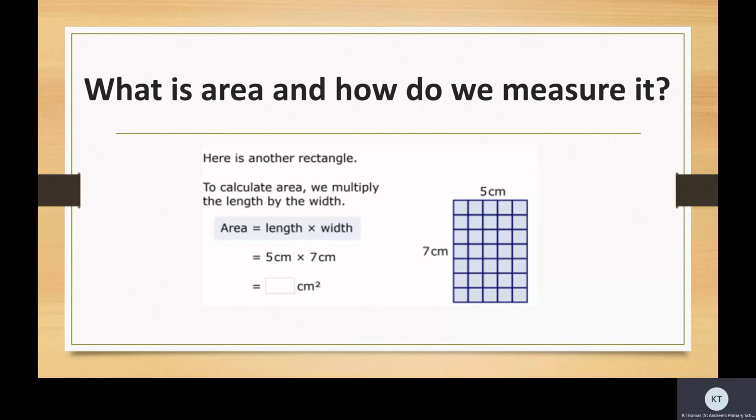Here is another rectangle. To calculate area, remember, we multiply the length by the width. So we've got 5 centimetres multiplied by 7 centimetres, and our answer needs to be recorded in centimetres squared. So I wonder, what is 5 centimetres times 7 centimetres? That's right, it's 35 centimetres squared.